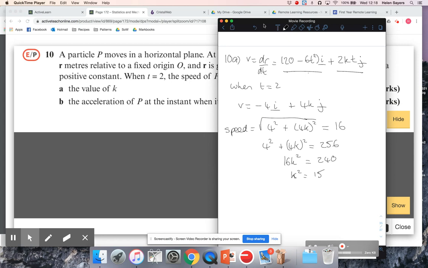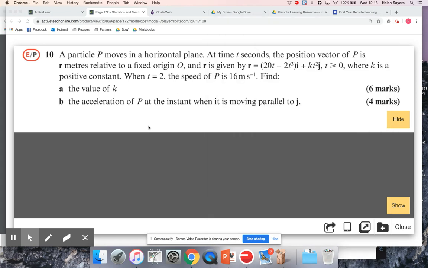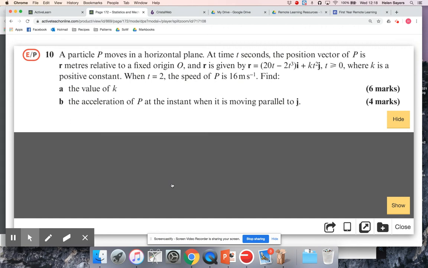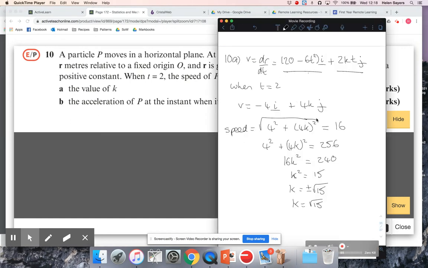Okay, and then if I square root that, plus or minus square root of 15, and then if I double check the question, it says value, so that's telling me I should only get one answer, and it tells me k is a positive constant, so k is positive root 15. And it doesn't mention rounding, it doesn't mention exact form, so I'm just going to leave it as a surd. Okay, right. So that was worth 6 marks, not bad going.